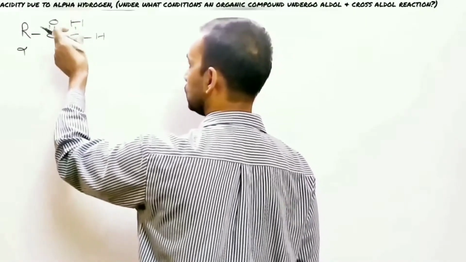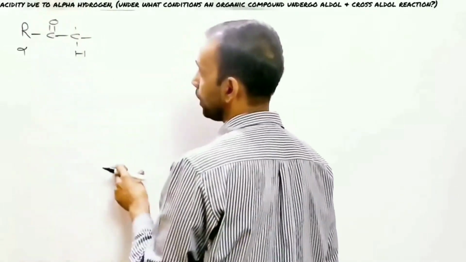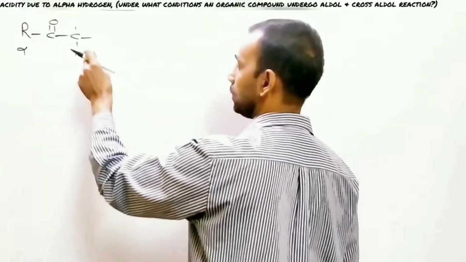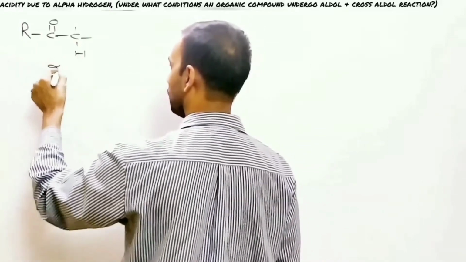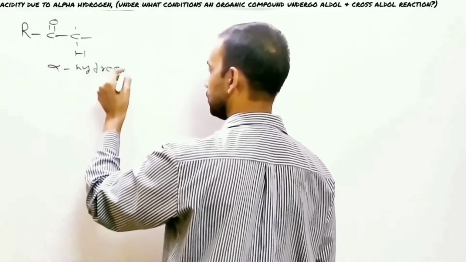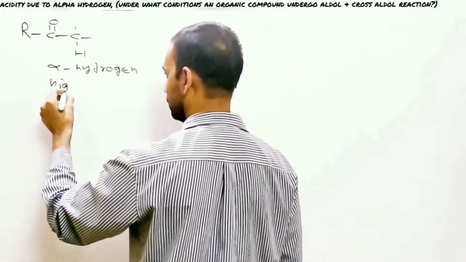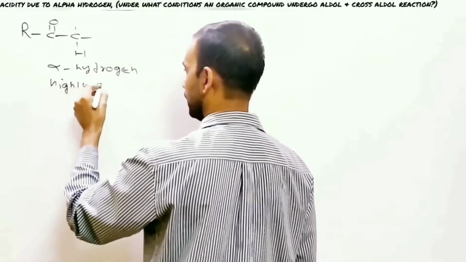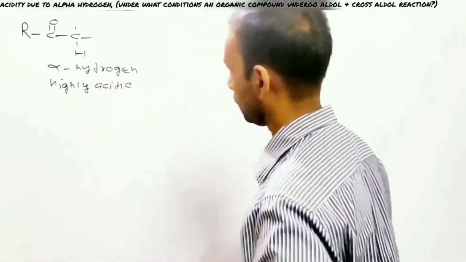In case you are thinking that this might be something as well, there is nothing wrong, because I'm considering that this carbon has at least one alpha hydrogen. So this is your alpha hydrogen. Now, alpha hydrogen is highly acidic, something I've already told you in yesterday's lecture.